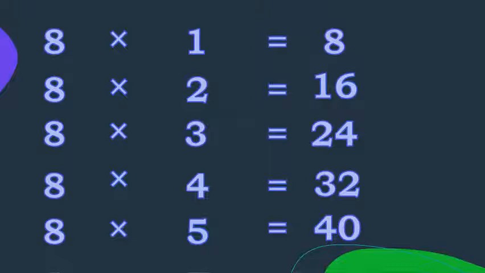8 ones are 8, 8 twos are 16, 8 threes are 24, 8 fours are 32, 8 fives are 40. Let's move it further.